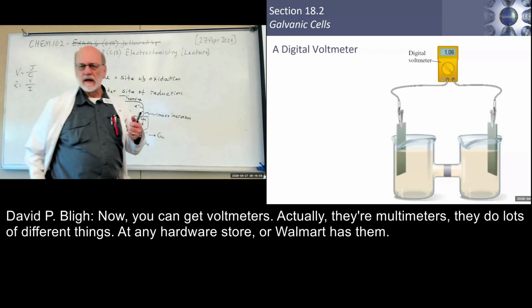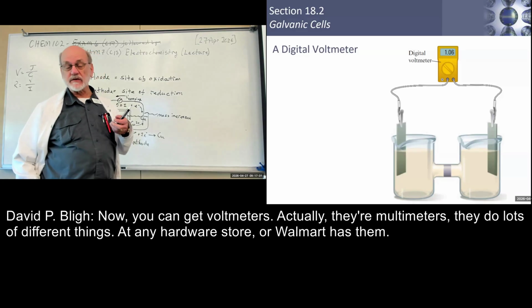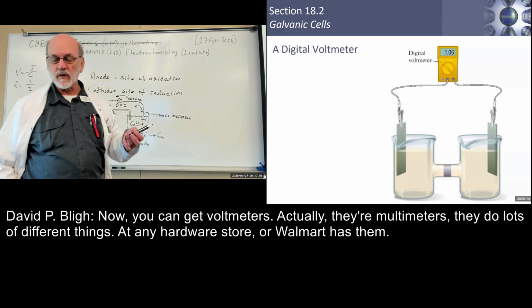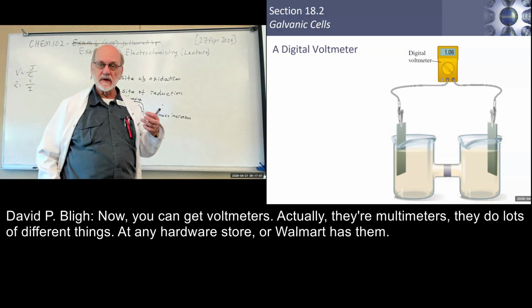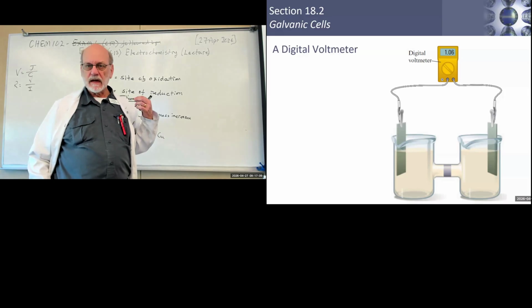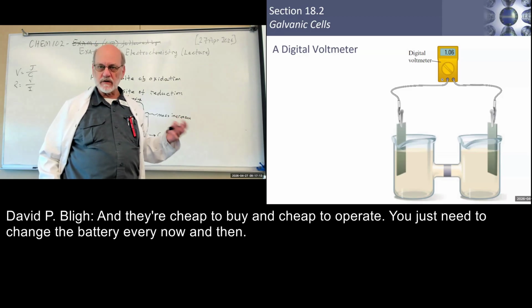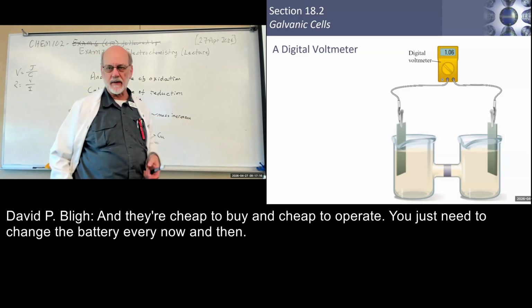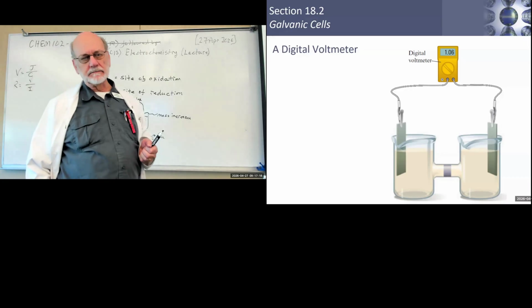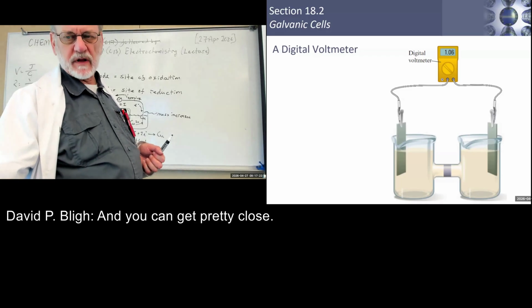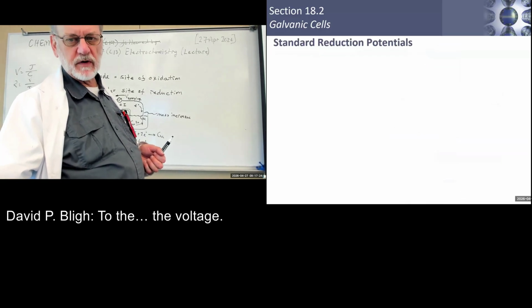Now, you can get voltmeters. Actually, they're multimeters. They do lots of different things. You can get them at any hardware store, or Walmart has them. And they're cheap to buy and cheap to operate. You just need to change the battery every now and then. And you can get pretty close to the voltage.